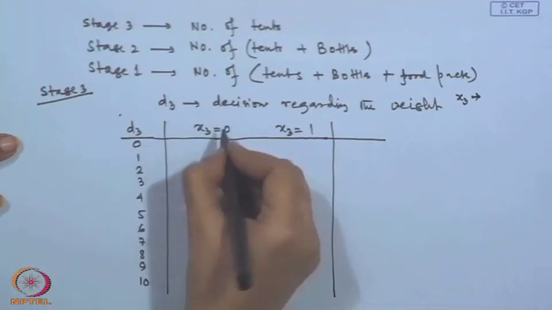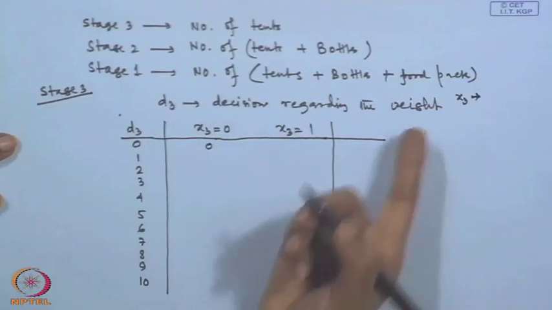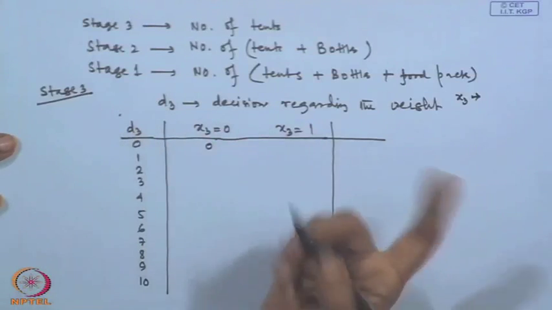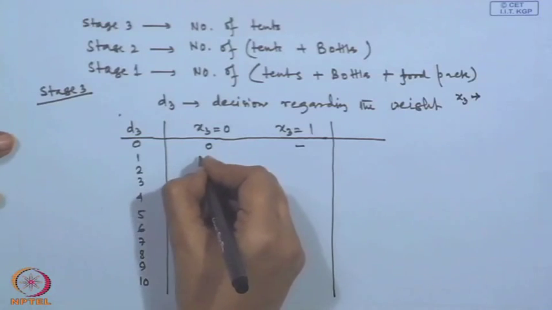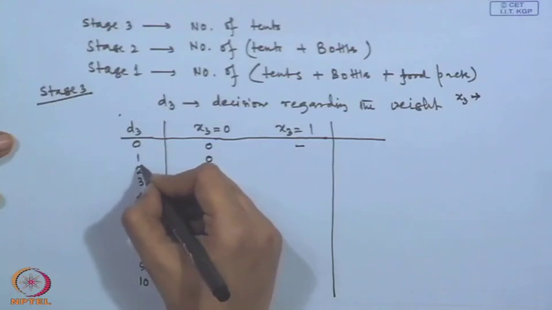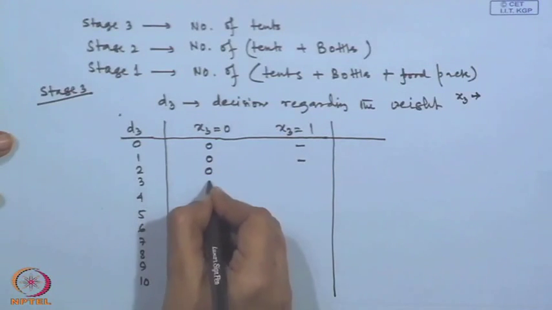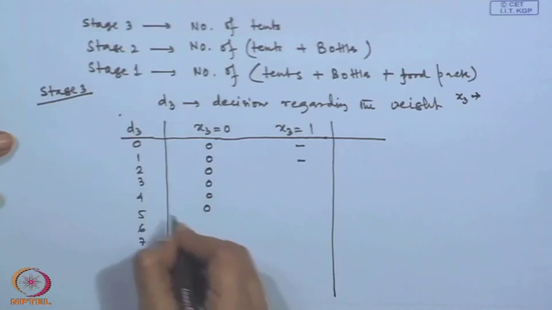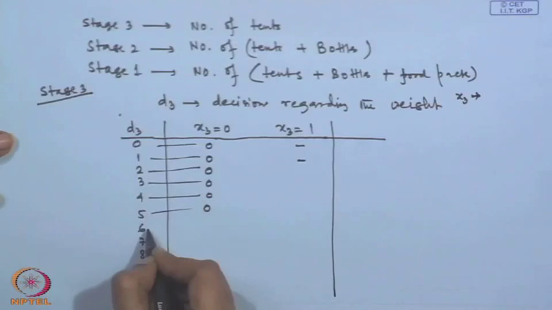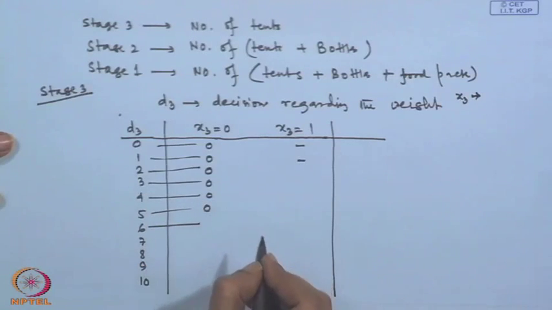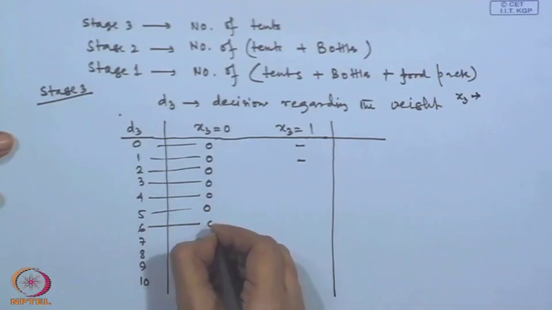For 0, 0, if the number of tent 0, then total weight 0. Number of tent 1, total weight is 0. That is impossible, infeasible solution. That is why let me put a dash here. Number of tent 0, but total weight 1. These are all the possible, but if I just move 0, 1, 2, 3, 4, 5, if I move to 6, then what is the value for x3 equal to 0? That is 0.